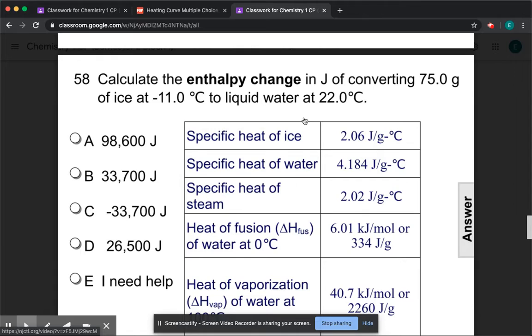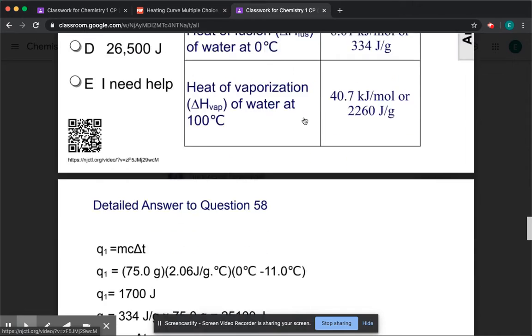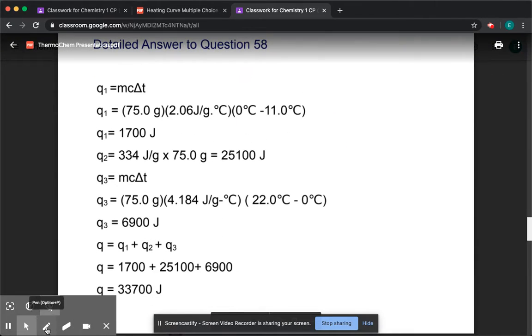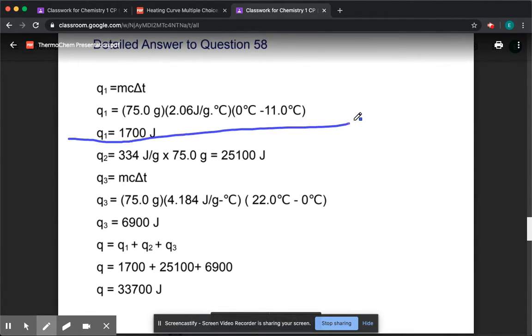So there's 3 steps. We have to melt the ice, but before we can do that, we have to heat the ice, and then we also have to heat the water. So those are your 3 steps. We've got to bring the ice to 0 degrees, then melt it, then bring it up to 22 degrees. So that's a 3-step problem. First step, second step, third step, and then they just add it up.